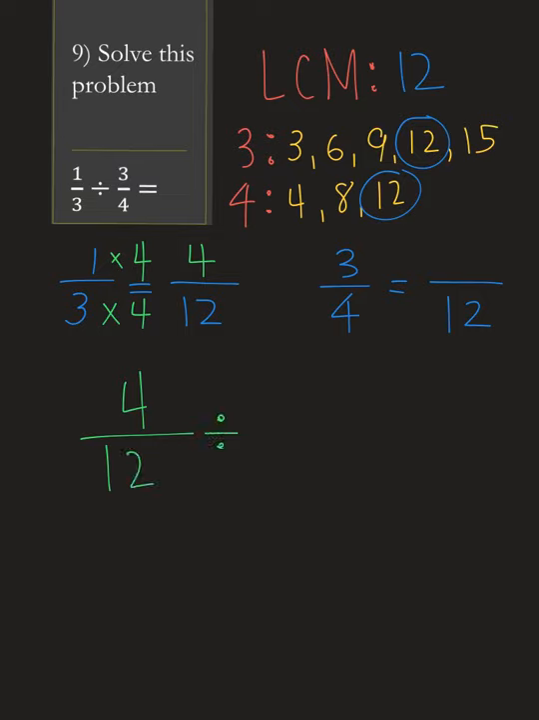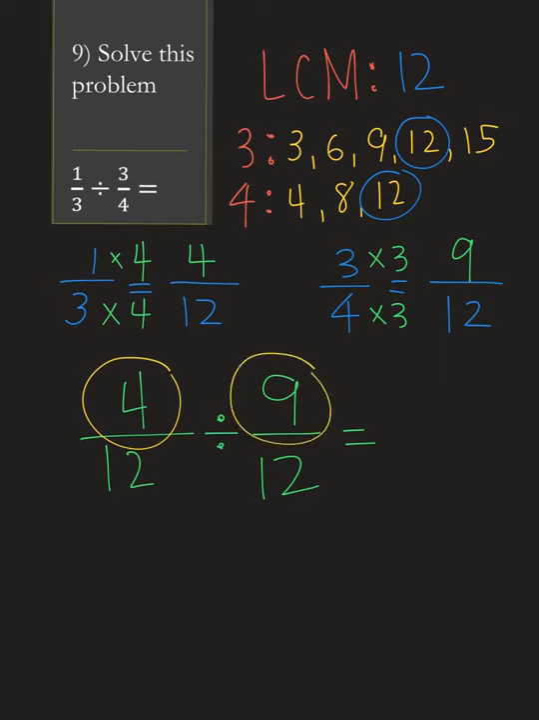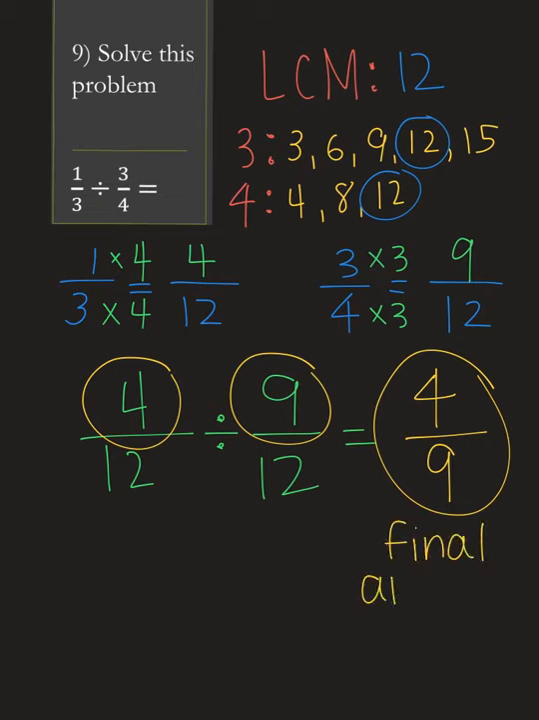And for 3/4, well, from 4 to 12, I multiply by 3. Whatever I do on the bottom, I do on the top. So 3 times 3 is 9. So 3/4 becomes 9/12. Now I can look at my two numerators. I have a 4 and a 9. And remember, you put your first numerator on top, your second numerator on the bottom. So my final answer here would be 4/9.